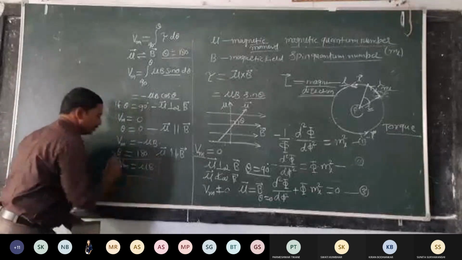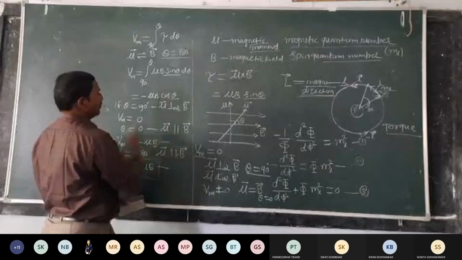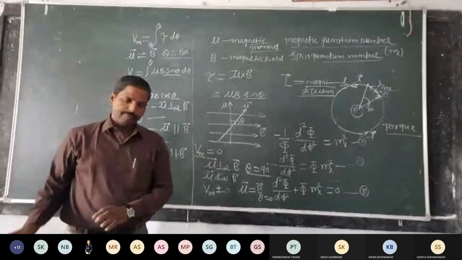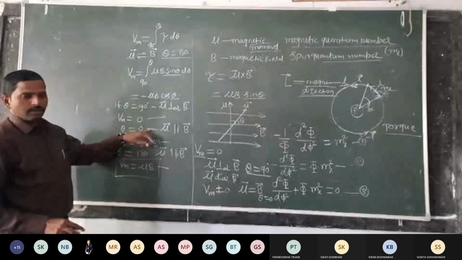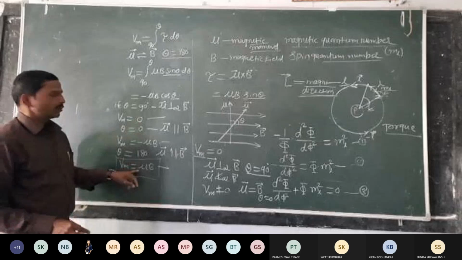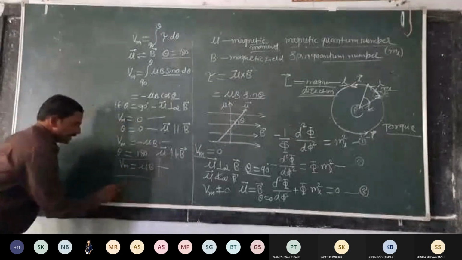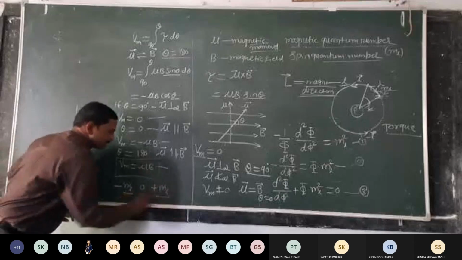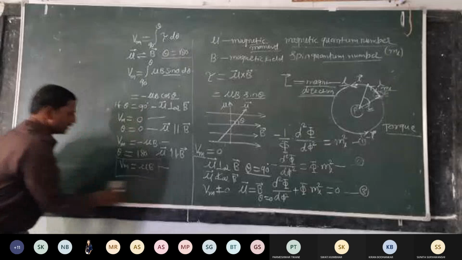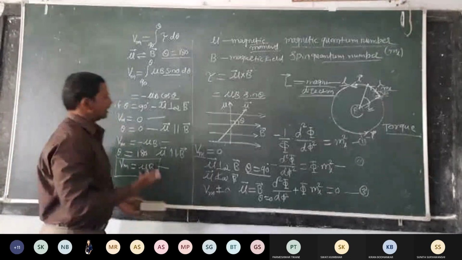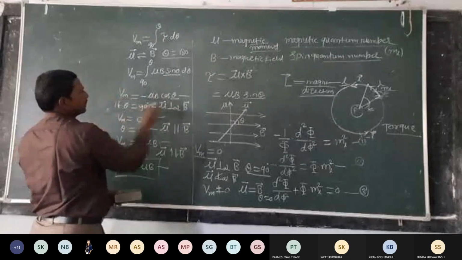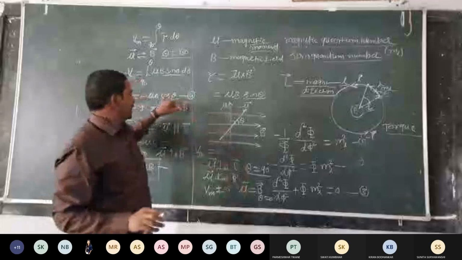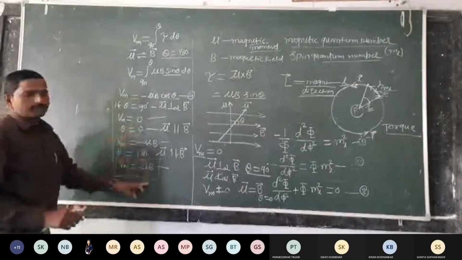Then Vm is mu into B, and Vm is equal to 0 in the perpendicular case. This gives the minimum value of Vm, which is minus mu B, then 0, and then plus mu B. These are the values. Let's give this as equation number 4. Just put the conditions in this equation and we get these values.